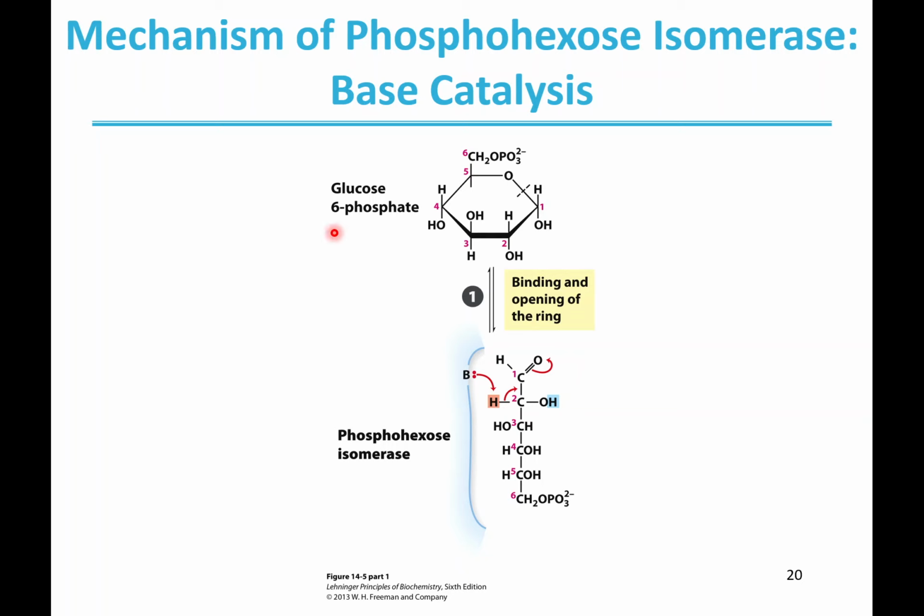Okay, so this is Phosphohexose Isomerase. Its substrate is glucose 6-phosphate. Okay, the first step, glucose 6-phosphate binds in the active site, and the ring opens. Okay, and we see that here. And it gets close to a residue. In this case, it's a glutamate residue that acts as a base in that it's going to abstract the proton at carbon 2 of glucose 6-phosphate.